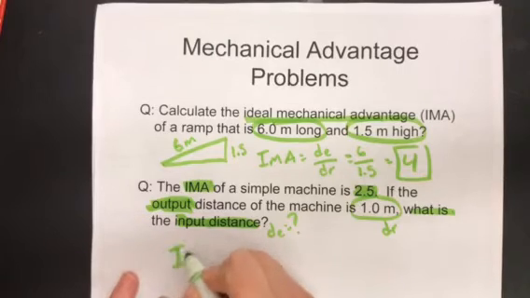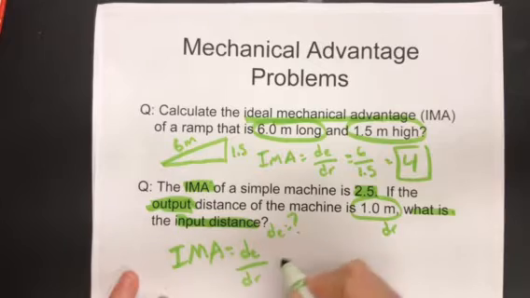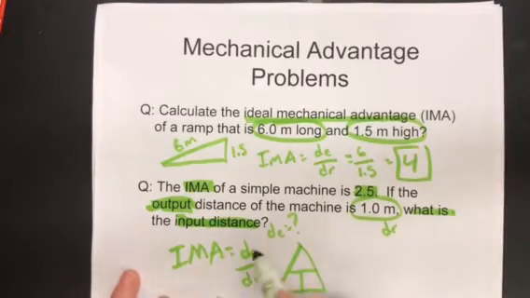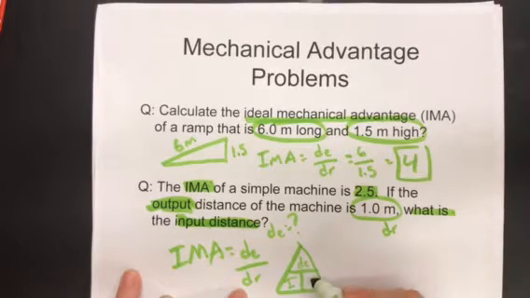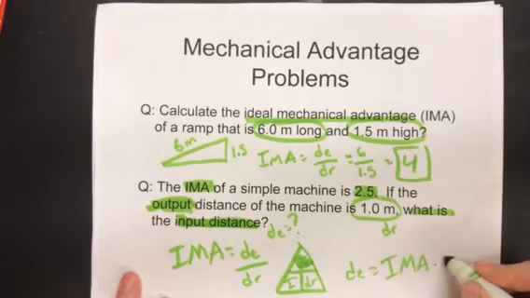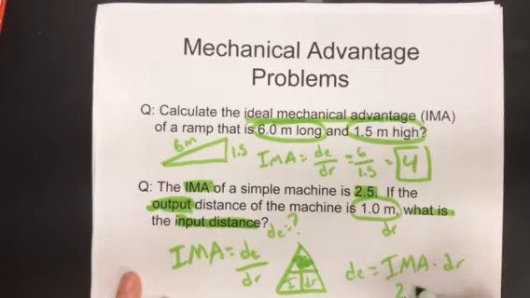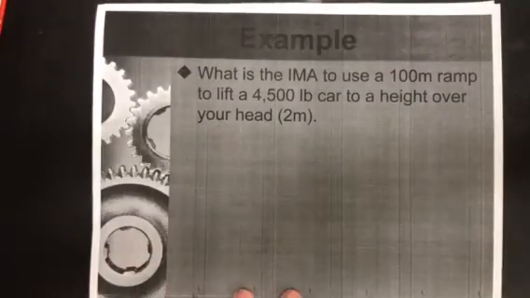So now we need to bring in the whole triangle for this equation. So IMA equals DE over DR. So if we do the triangle for this, DE is already on top, so it goes on top of the triangle. IMA goes at the bottom, DR on the bottom. We're looking for DE, you shade it in, so then you get DE equals IMA times the DR. So for this one, it's going to be 2.5 times 1, which just equals 2.5.